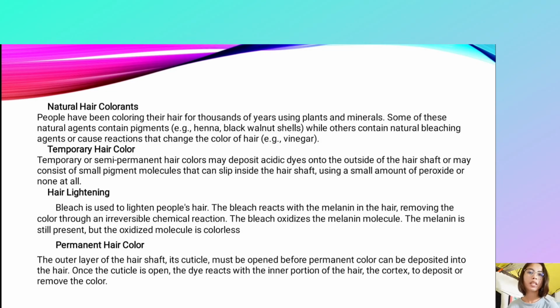The bleach oxidizes the melanin molecule. The melanin is still present, but the oxidized molecule is colorless. However, bleached hair tends to have a pale yellow tint. The yellow color is the natural color of keratin, the structural protein in hair. Also, bleach reacts more readily with the dark eumelanin pigment than with the pheomelanin, so some gold or red residual color may remain after lightening. Hydrogen peroxide is one of the most common lightening agents. The peroxide is used in an alkaline solution which opens the hair shaft to allow the peroxide to react with the melanin.